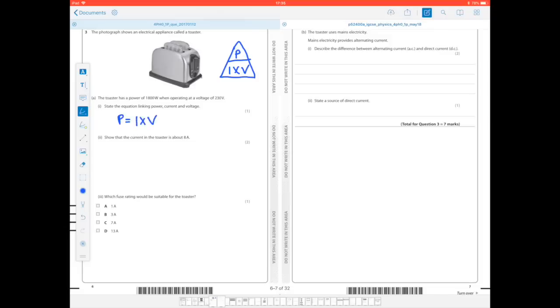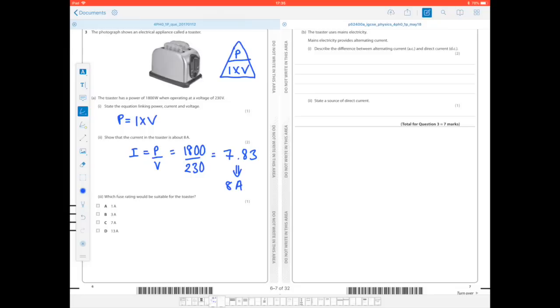Part 2, show that the current in the toaster is about 8 amps. So current equals power divided by voltage. I always write out the equation I'm using. We know that power is 1800, dividing it by 230 to give 7.83 to 3 sig fig, which is approximately 8 amps. Which fuse rating would be suitable for the toaster?